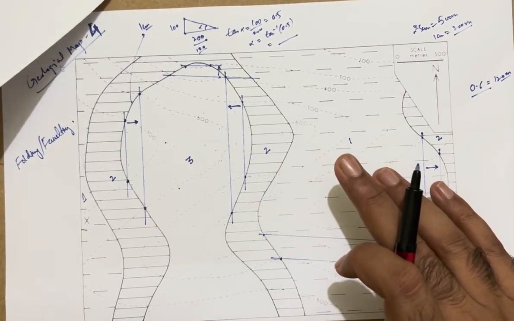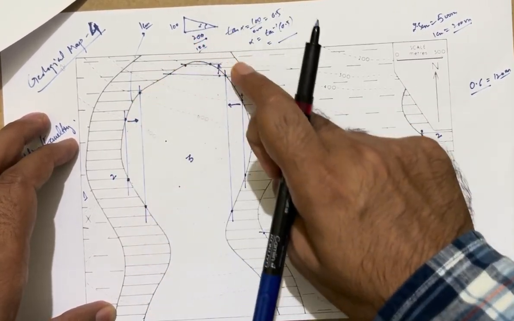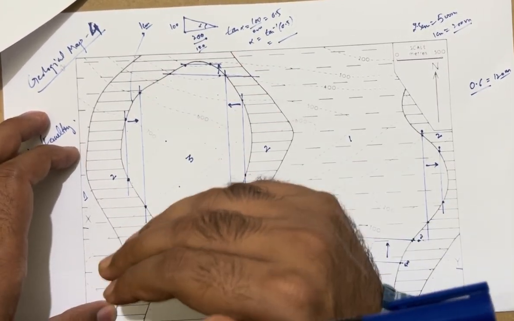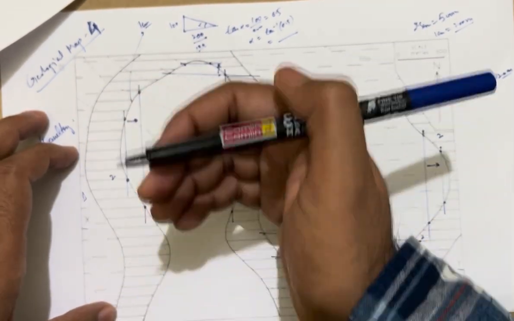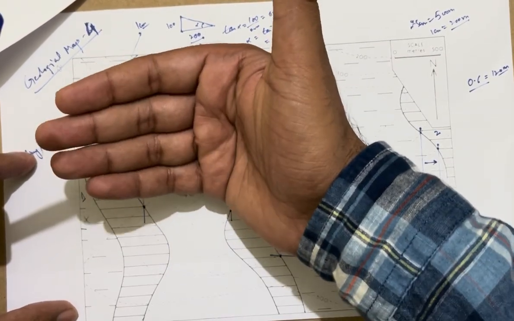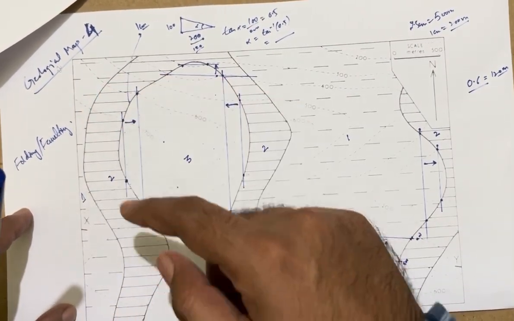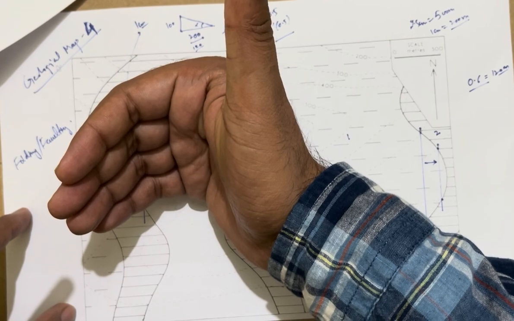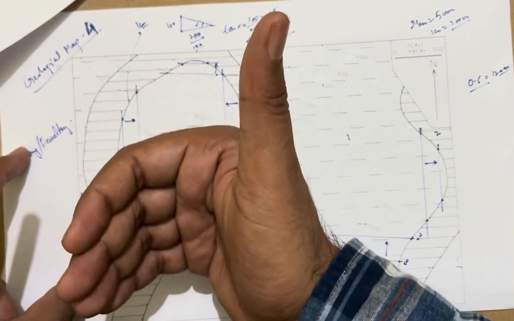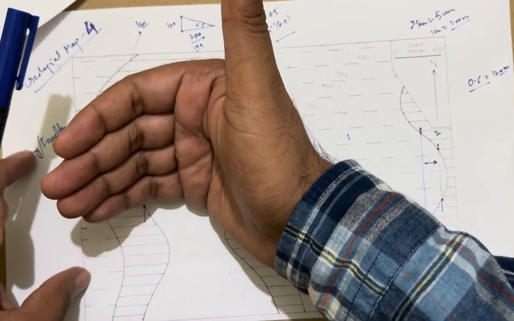But if we visualize our map, it seems like this is the fold, and it is plunging like this, or plunging like this. If we look at the map, it seems like that, but this is not true. Why is this not true? It seems like a plunging syn form.